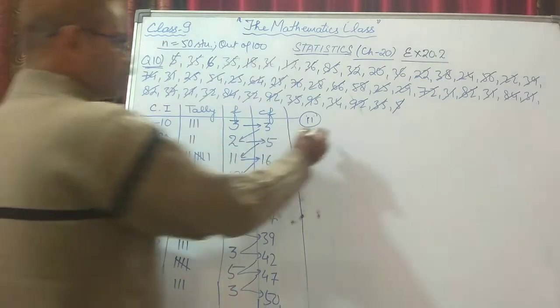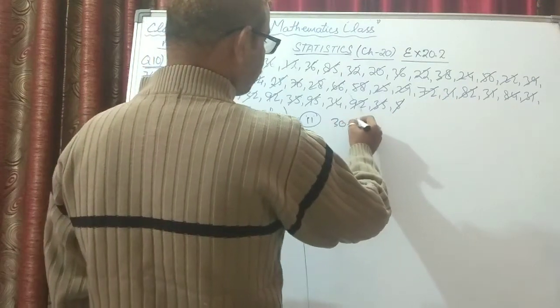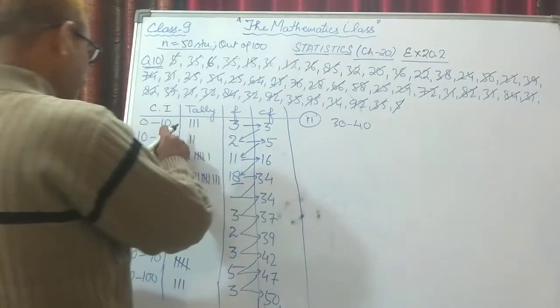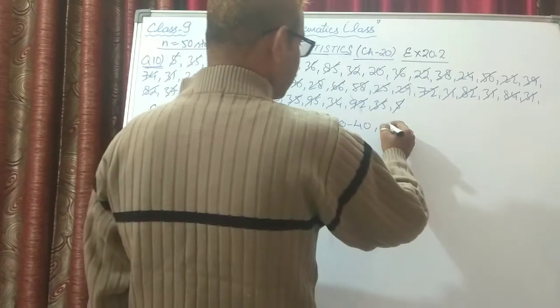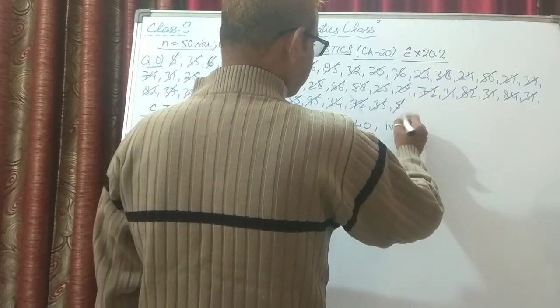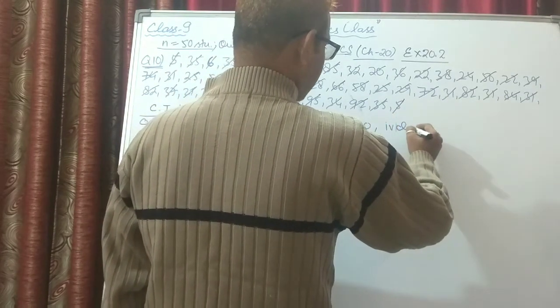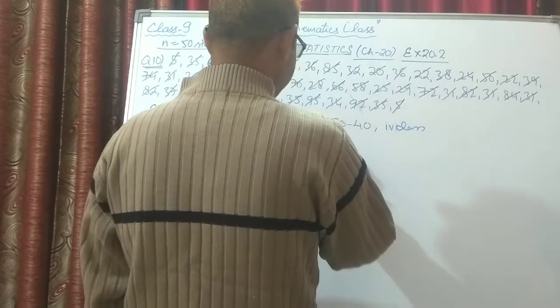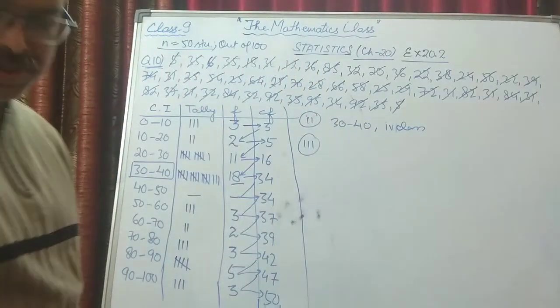30 to 40. So the answer for this is 30 to 40, or you can say 1, 2, 3, 4, or you can say the fourth class. The fourth class is having the maximum frequency, or the greatest frequency.